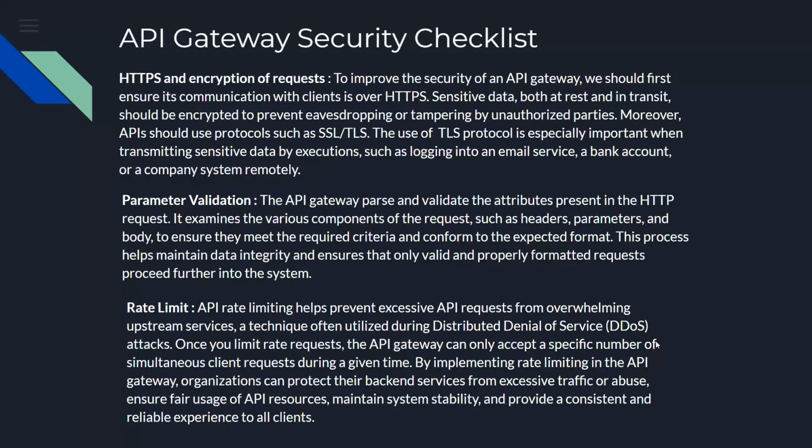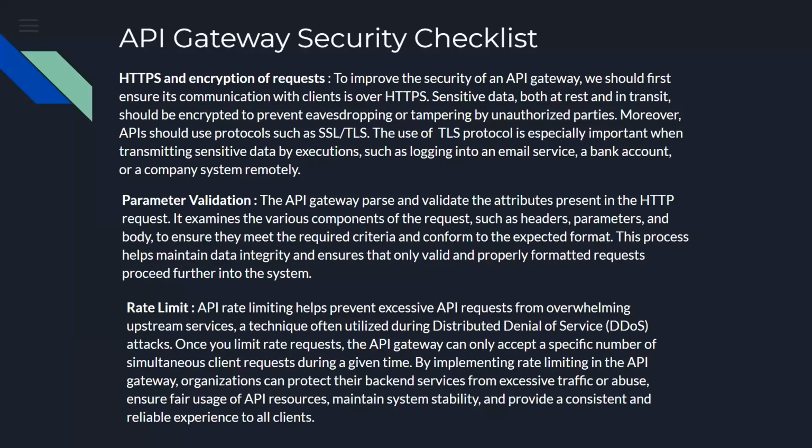So, API security checklists. What are the major API security checklists? What are the important things that an API gateway should contain? And what are the actions that this API gateway should perform? First of all, we have HTTPS and encryption of requests. To improve the security of an API gateway, we should first ensure that its communication with clients is by HTTPS.